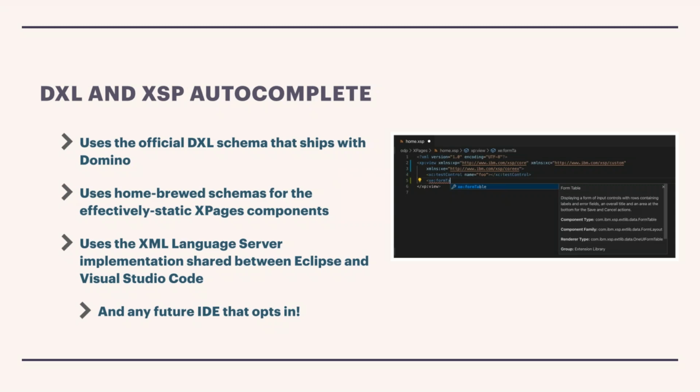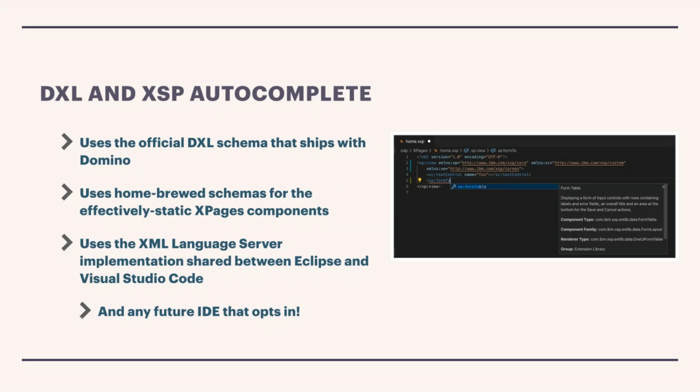So I was able to go in and say, okay, as you can see here, it knows that form table is a component. It knows that this is the help text. And then if I finish writing form table, it will tell me what the available parameters are, the attributes. And so it has all of this knowledge ahead of time, just because of the way that XML works.